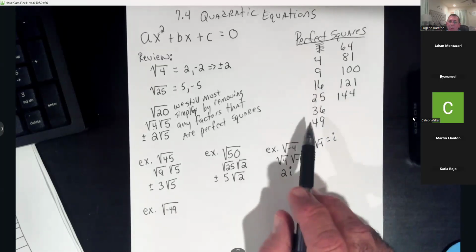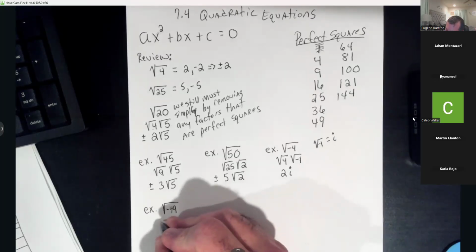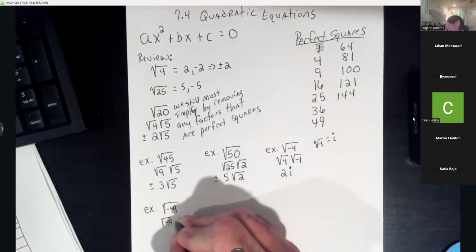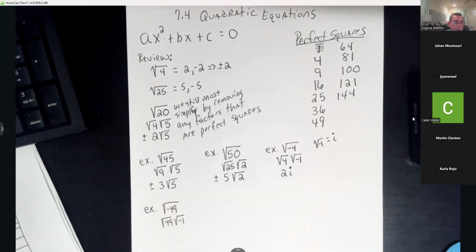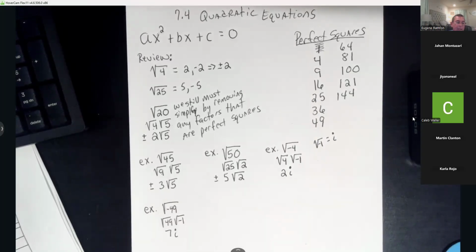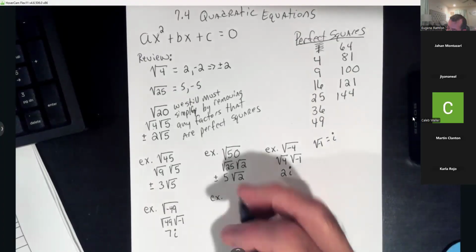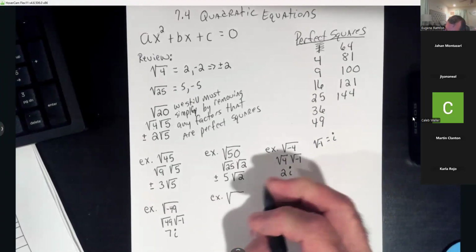49 is a perfect square right here. So let's make this a square root of 49 times a square root of negative 1. You're always going to break out that negative 1, and that's going to become the i. So square root of 49 will give you 7. Square root of negative 1 gives you the i. All right, I'm going to do one more, and then we'll get in with our quadratic formula.